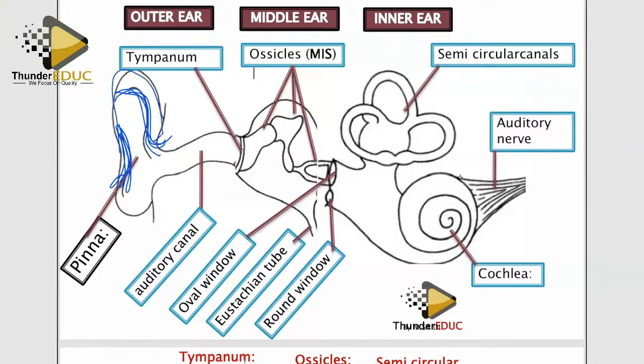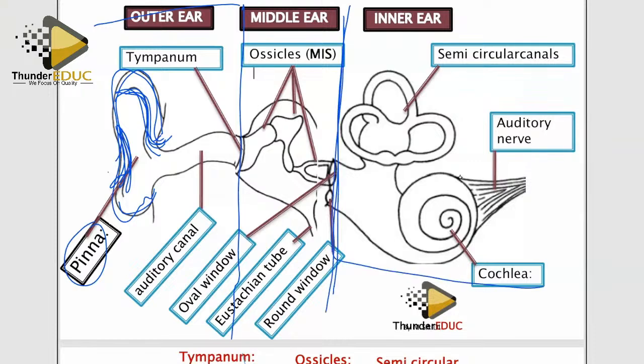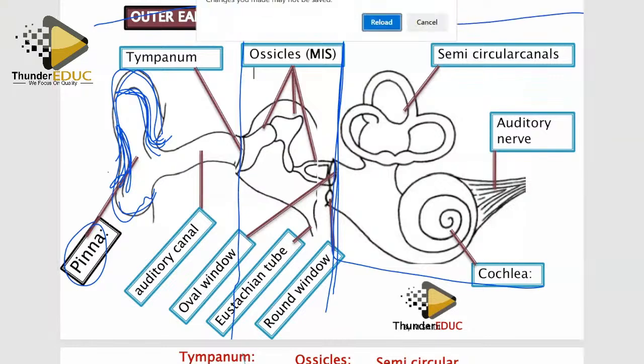So we have this part, which is the outer part of the ear. We call it the pinna. The ear is divided into 3 sections. All this is the outer ear. Then you have this, which we call the middle ear. And then from there to this, we call it the inner ear. So now let's look at it in detail.